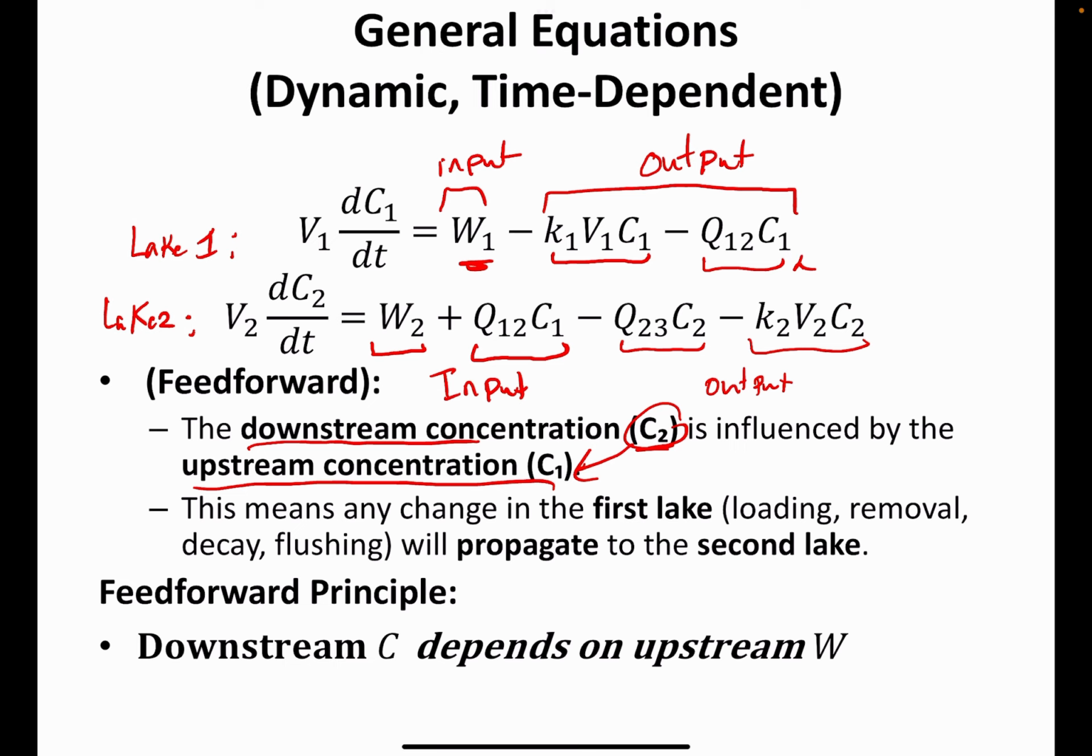This means that any change in the first lake, like if you have more loading, more removal, decay, flushing, or dilution, will propagate to the second lake and affect it either positively or negatively. The feed-forward principle is that the downstream concentration C depends on the upstream loading. All the loading that affects the upstream will affect the concentration C downstream.